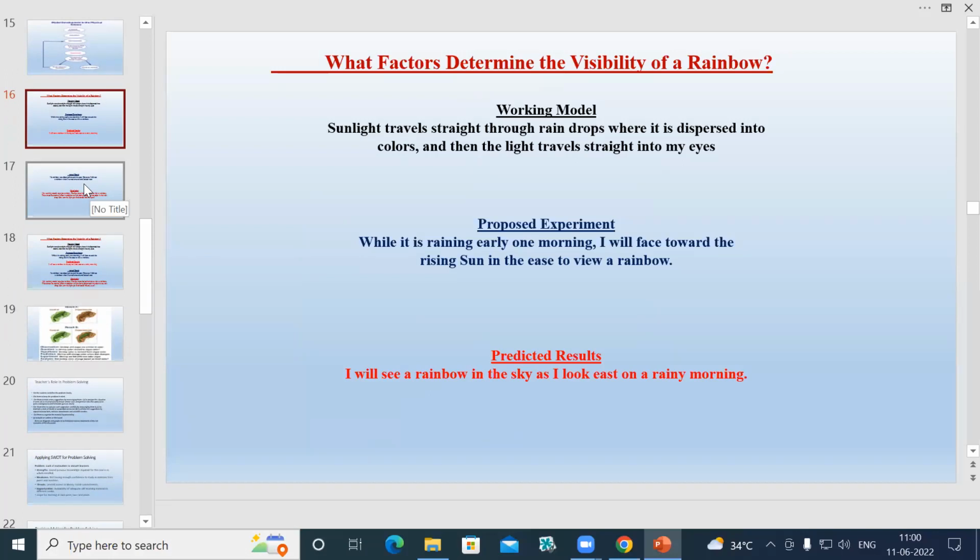Now please, audience, tell me, will you be able to see the rainbow according to this proposed experiment? If early in the morning I face toward the rising sun in the east to view a rainbow, and the predicted result is that I will see a rainbow in the sky as I look east in the rainy morning, will you be able to see the rainbow if you look toward the east? Yes, can anybody intervene in this?